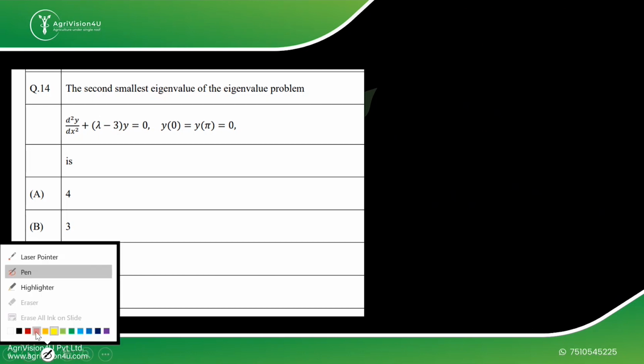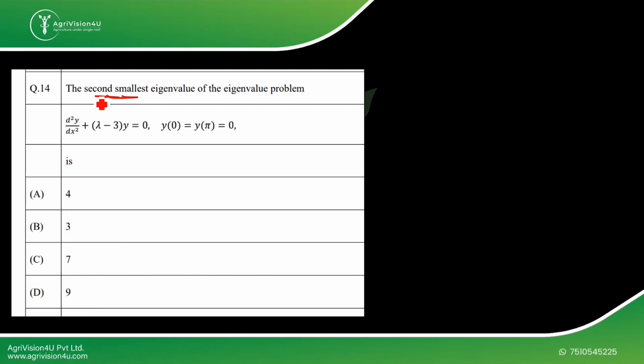The question says: the second smallest eigenvalue of the eigenvalue problem. Read this properly, the second smallest. You have to identify the second smallest eigenvalue. How do we calculate this? Let's see. First of all, this is the differential equation that is given to us. What you can do is find the general solution. How to find the general solution?